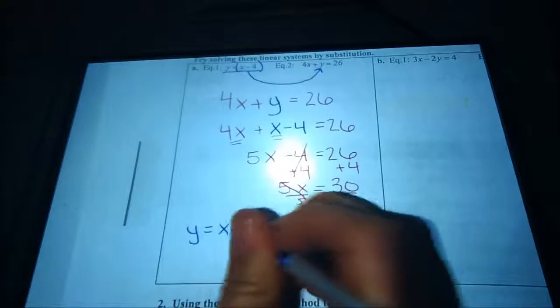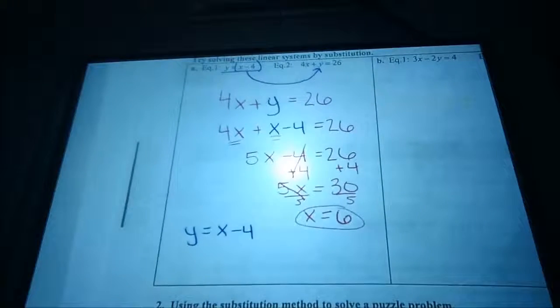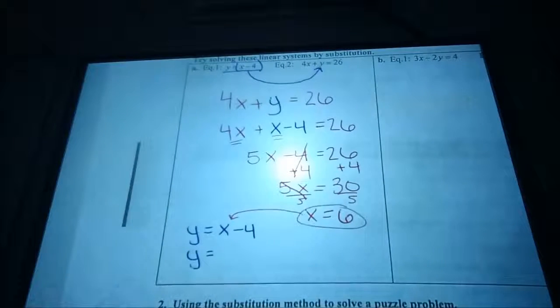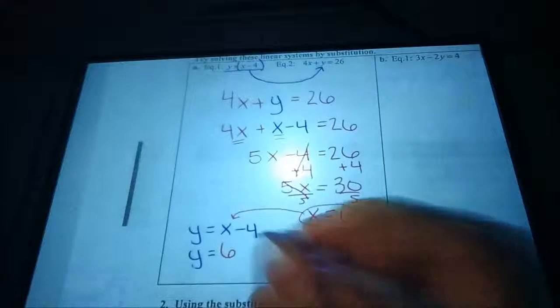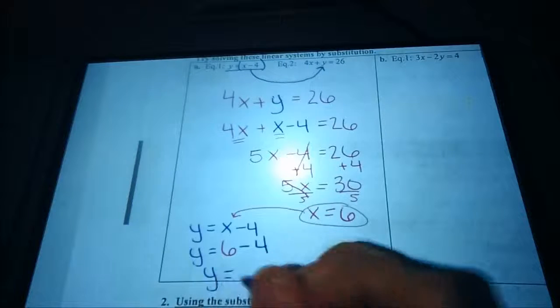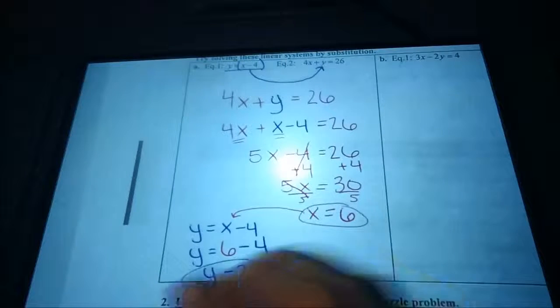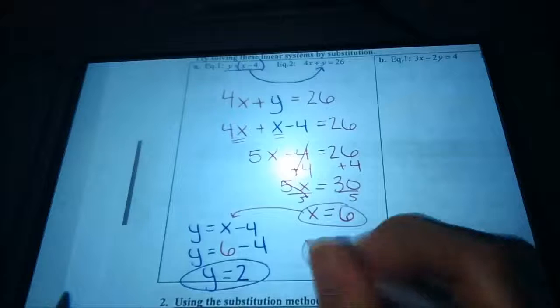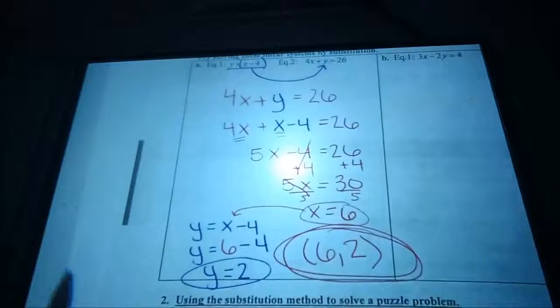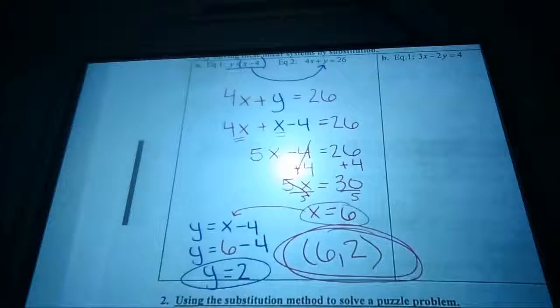That's my first equation. So if I know y equals x subtract 4, and I also know x equals 6, then, what did you say, Keegan? y equals 6 minus 4. And what's 6 minus 4? 3. No. 2. And we could write it as an ordered pair if we wanted to. I'm okay with just x equals 6, y equals 2, but 6, 2 written as an ordered pair. So I feel pretty good about that, but I may want to check my answer.